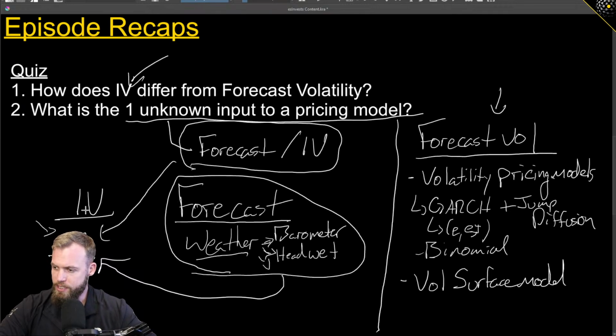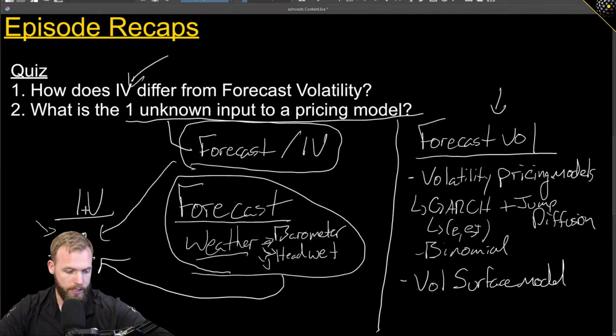Dejan says, can I use gamma exposure to create my own vol forecast? Completely different things. Gamma exposure is just an entirely different concept than trying to forecast vol. The way that we forecast volatility, and this is why I use the weather analogy, it's not all too dissimilar from how we forecast the weather. And I use this analogy all the time because it's really good.